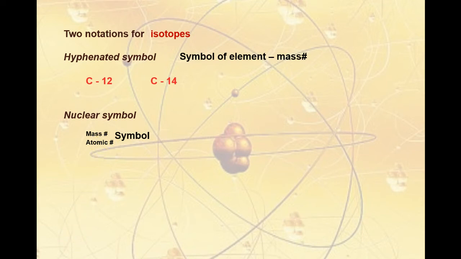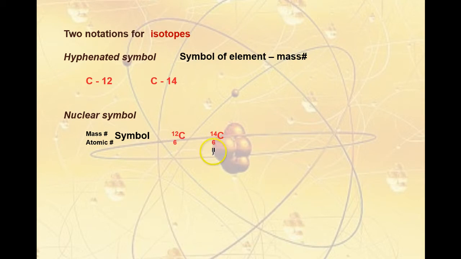So carbon-12 would look like this. You have the symbol for carbon, superscripted 12, the mass number, subscripted 6, the atomic number, and the same thing for carbon-14. We superscript the mass number and we subscript the atomic number.